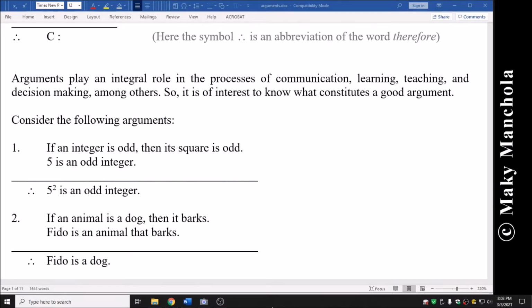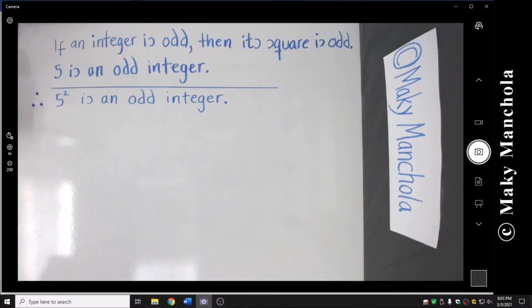Let's analyze our first argument. If an integer is odd, then its square is odd. 5 is an odd integer. Therefore, 5 squared is an odd integer. We want to answer the following question. Is it a good argument? In other words, is it a valid argument?